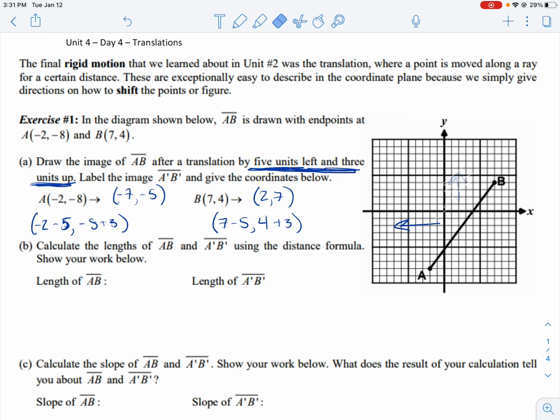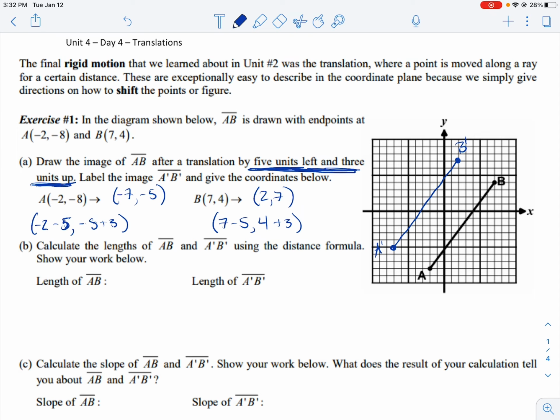So let's draw those points in here. -7, comma, -5. 2, comma, 7. Here is A prime, B prime. There's our line segment. So, that being said, what can we say about those? It says calculate the length of AB and A prime, B prime using the distance formula. Show your work below.